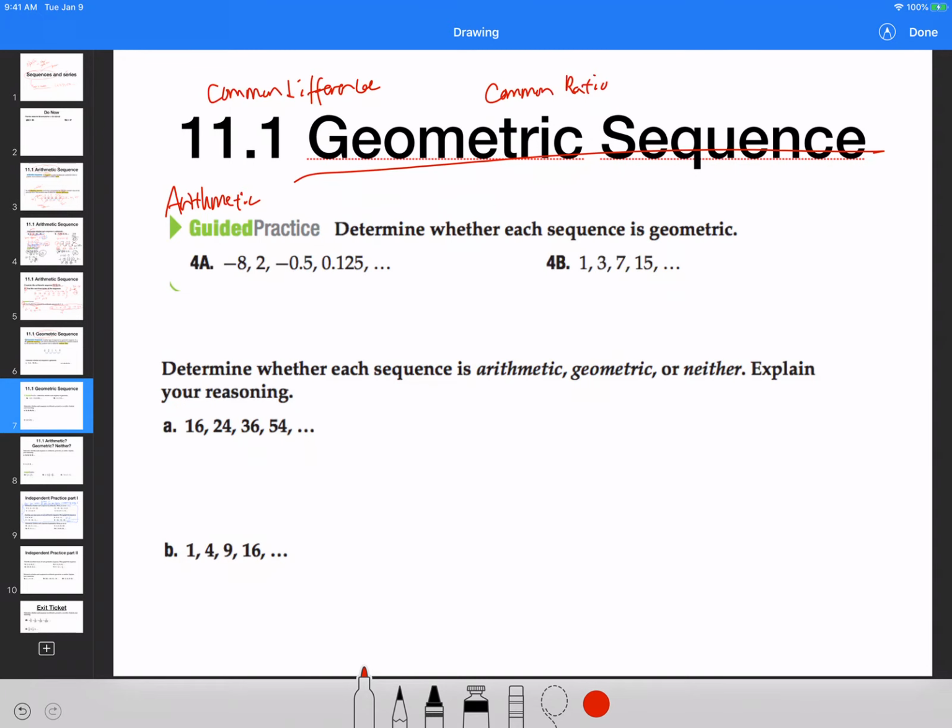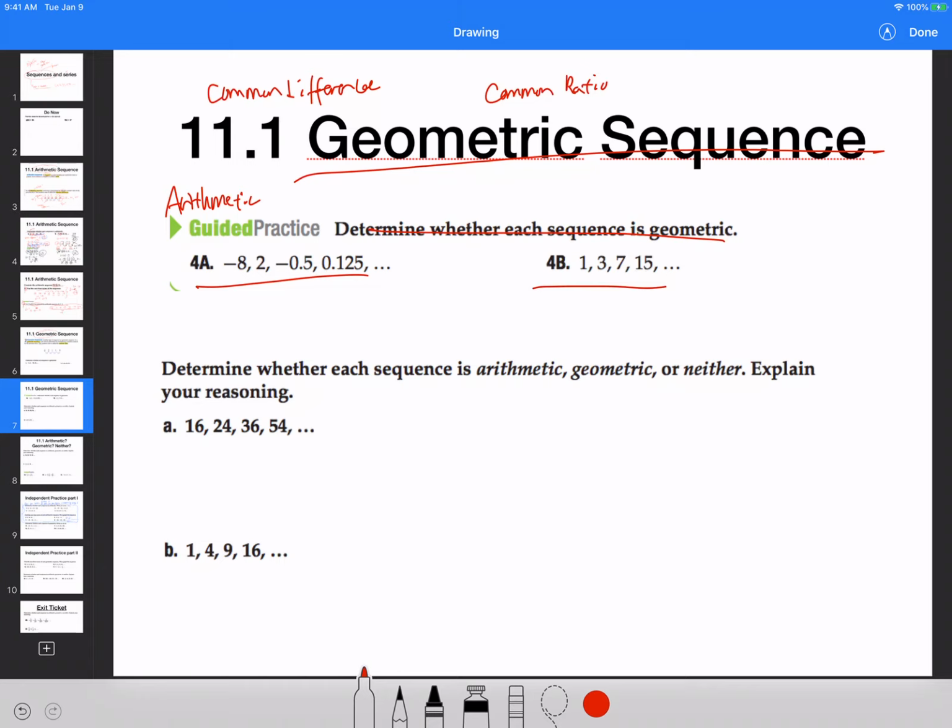Okay, so guided practice here. Determine whether each sequence is geometric. I would like you to try these two questions on your own. Please pause the video now and see for yourself if you get a geometric sequence or not.